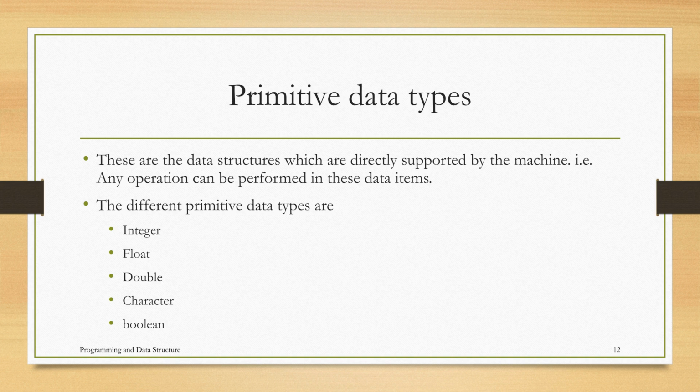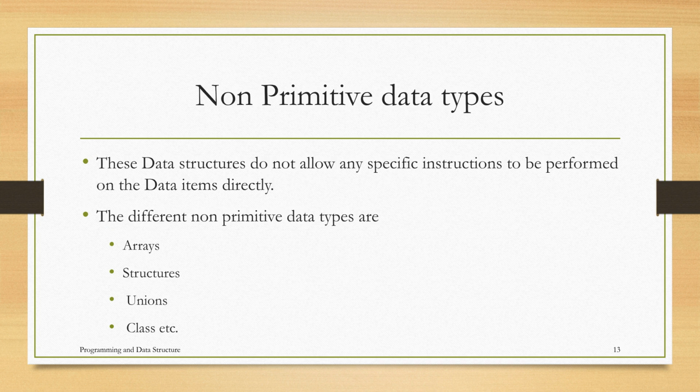Primitive data types are directly supported by the machine, allowing direct operations. Examples include integer, float, double, character, and Boolean. Non-primitive data types do not allow direct operations on data items. These include arrays, structures, unions, and classes.